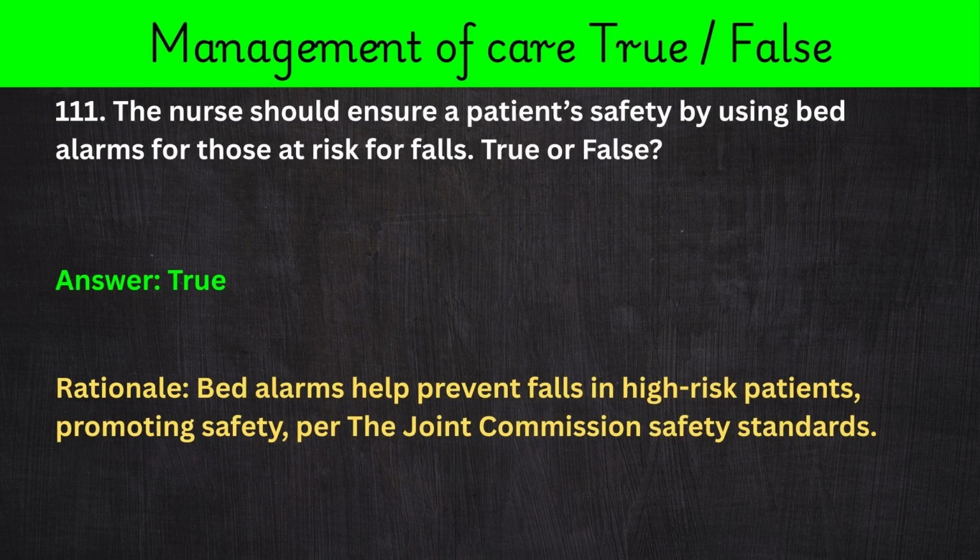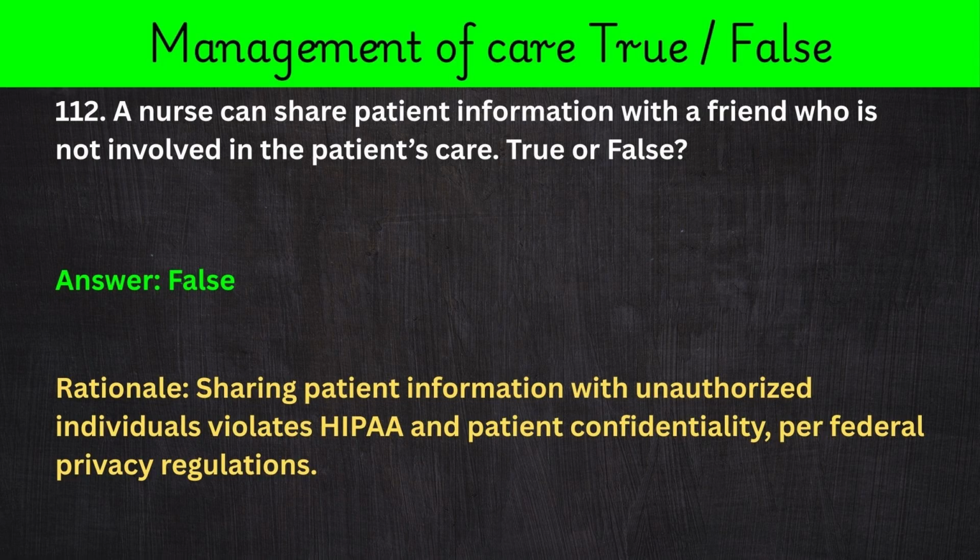111. The nurse should ensure a patient's safety by using bed alarms for those at risk for falls. True or false? Answer: true. Rationale. Bed alarms help prevent falls in high-risk patients, promoting safety, per the Joint Commission safety standards. 112. A nurse can share patient information with a friend who is not involved in the patient's care. True or false? Answer: false. Rationale. Sharing patient information with unauthorized individuals violates HIPAA and patient confidentiality, per federal privacy regulations.